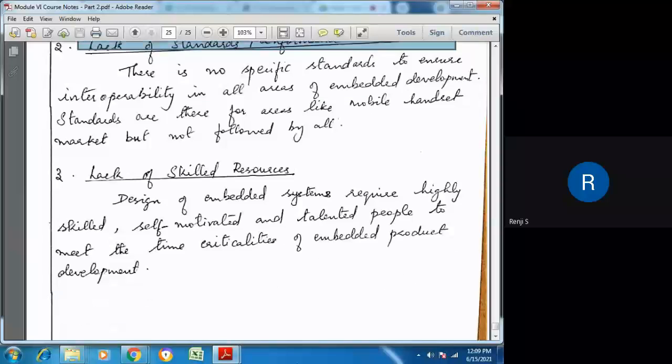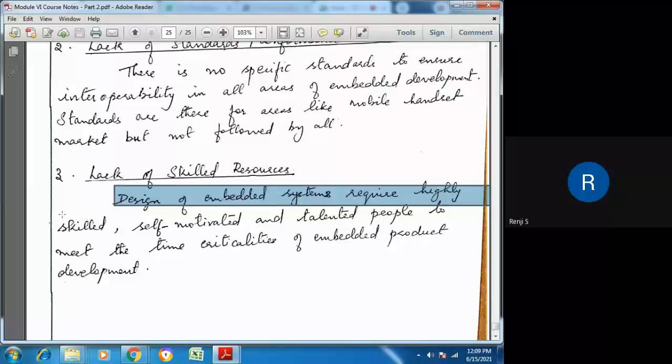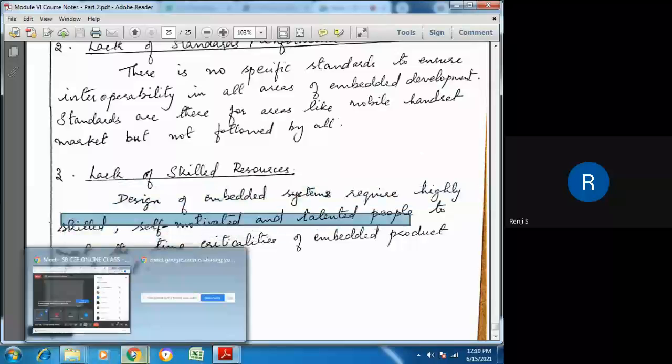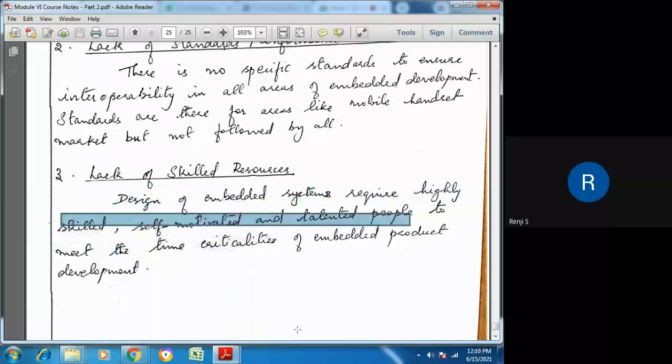Then lack of skilled resources. The design of embedded systems requires highly skilled, self-motivated and talented people to meet the time criticalities of embedded product development. That is, certain products must be developed within a specified time. Only if a person is talented and skilled in that particular work will he be able to complete it within the specified time. So lack of such highly skilled personnel also is a bottleneck for embedded system development.